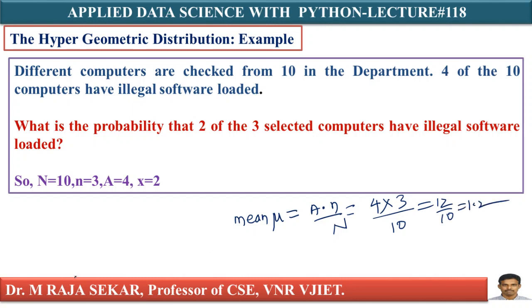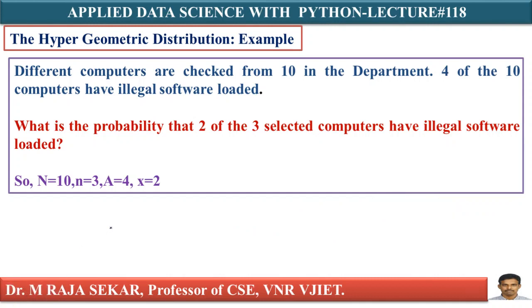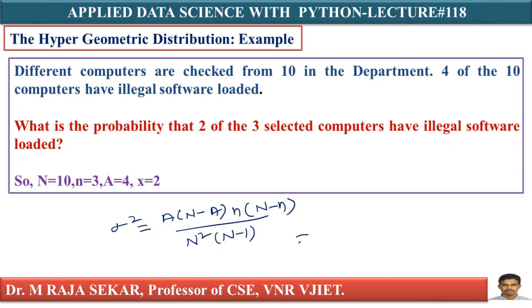That's the mean. How can I calculate the variance? We know the formula for variance; we already discussed it in lecture number 116. My variance formula is capital A into capital N minus A into small n into capital N minus n, by capital N square into capital N minus 1. We know all these parameters. It's just a matter of substitution.